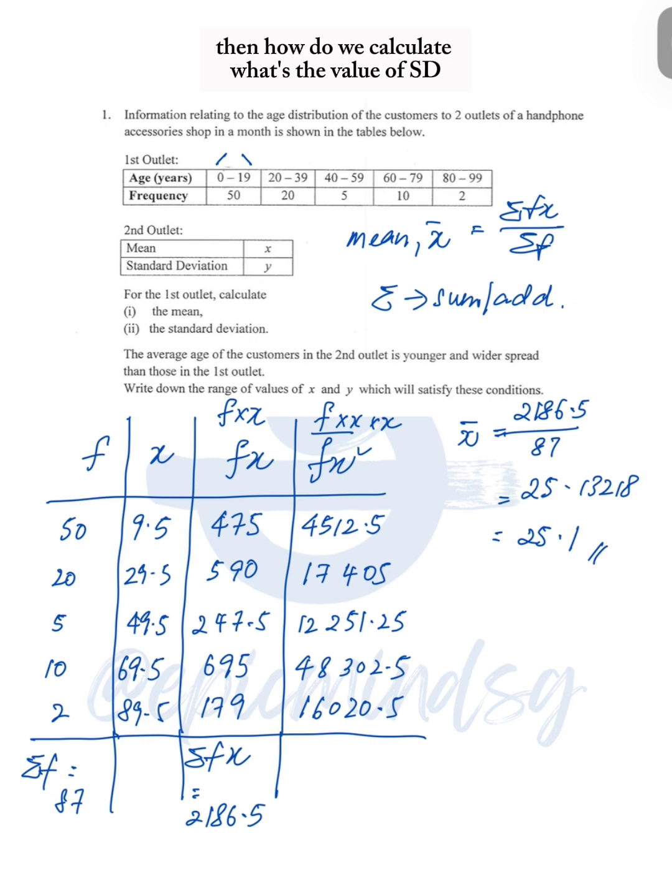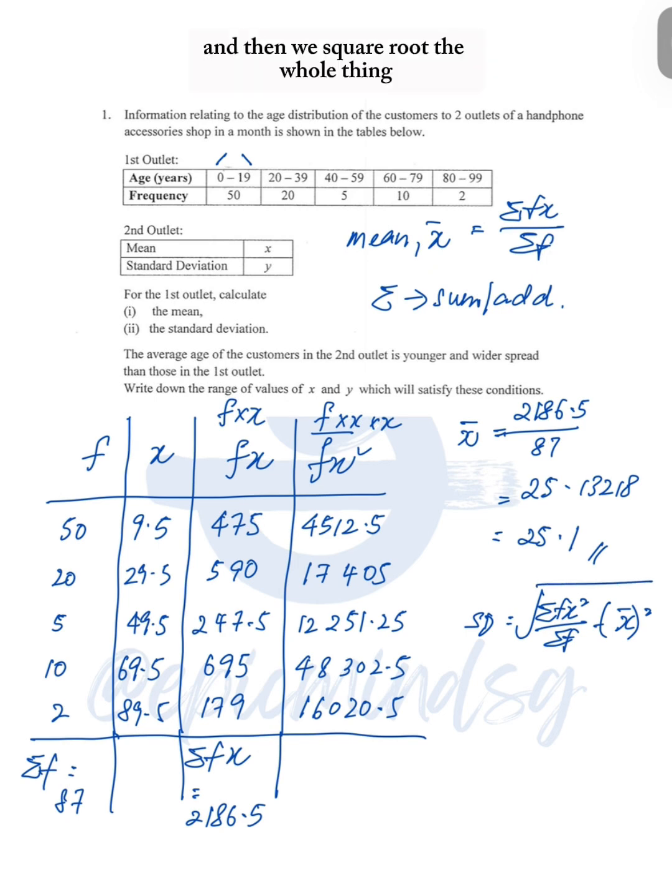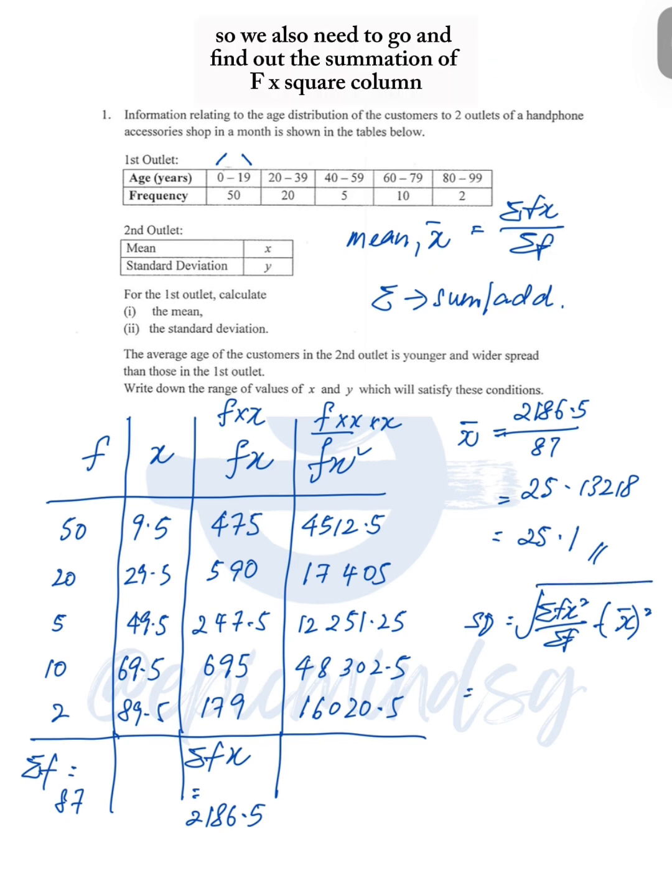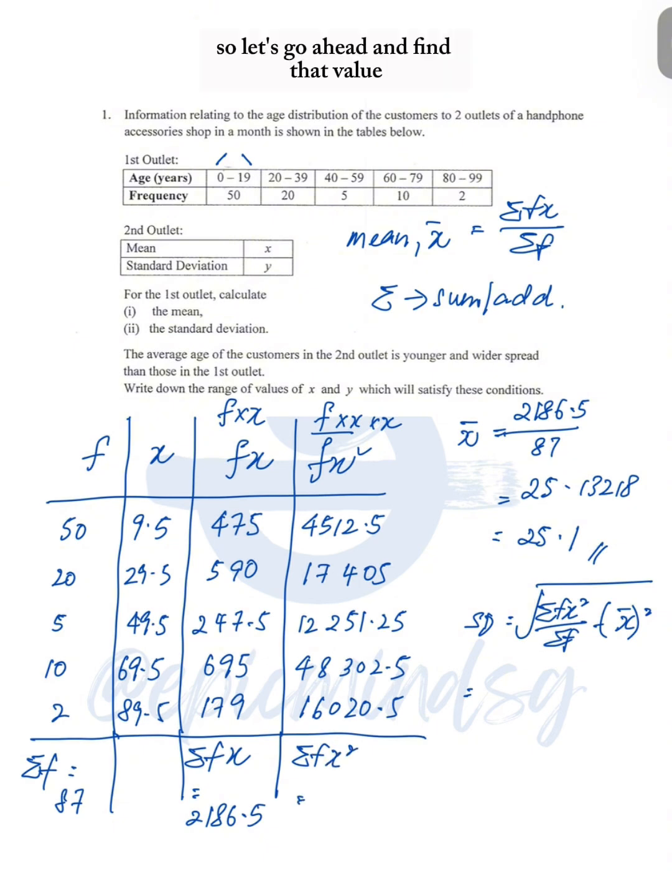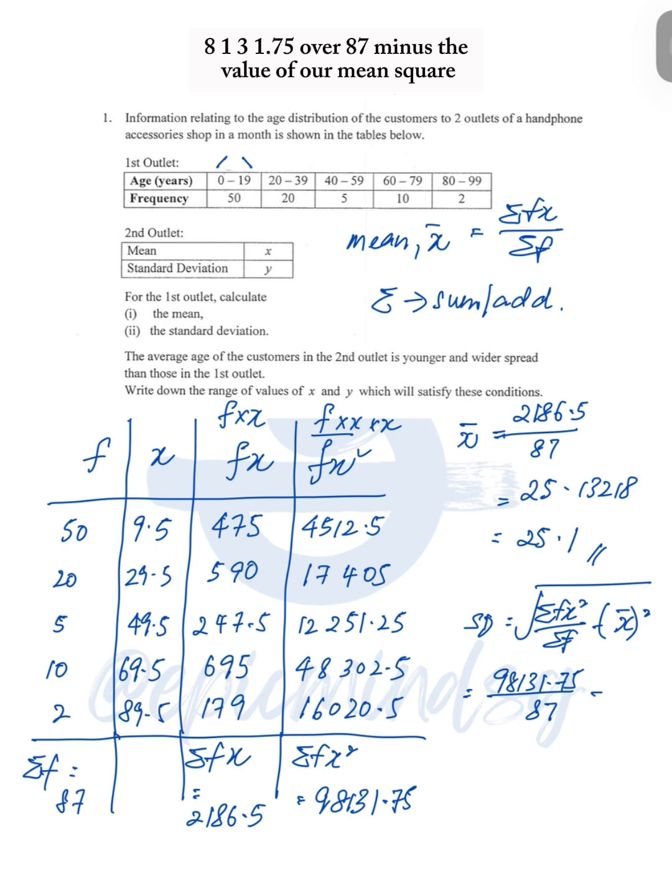Okay, then how do we calculate the value of SD? SD is given by this formula, which is the summation of fx squared over summation of f, minus mean squared. And then we square root the whole thing. So we also need to find the summation of the fx squared column. So let's go ahead and find that value: 98131.75. Okay, so put it into the formula: 98131.75 over 87 minus the value of our mean squared.